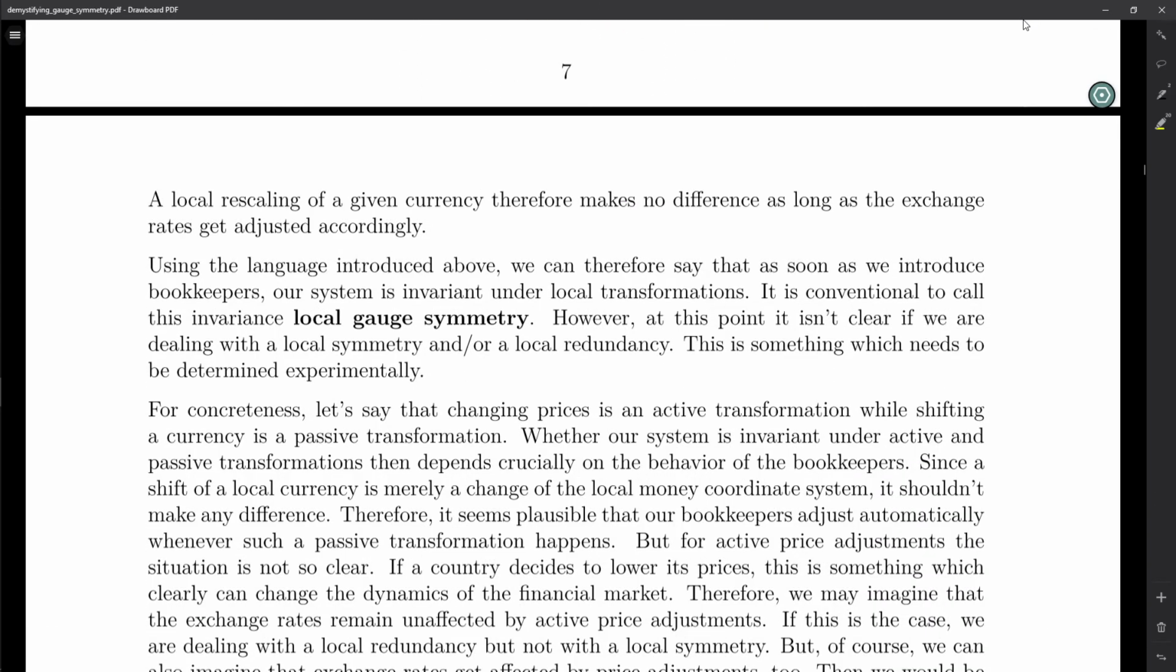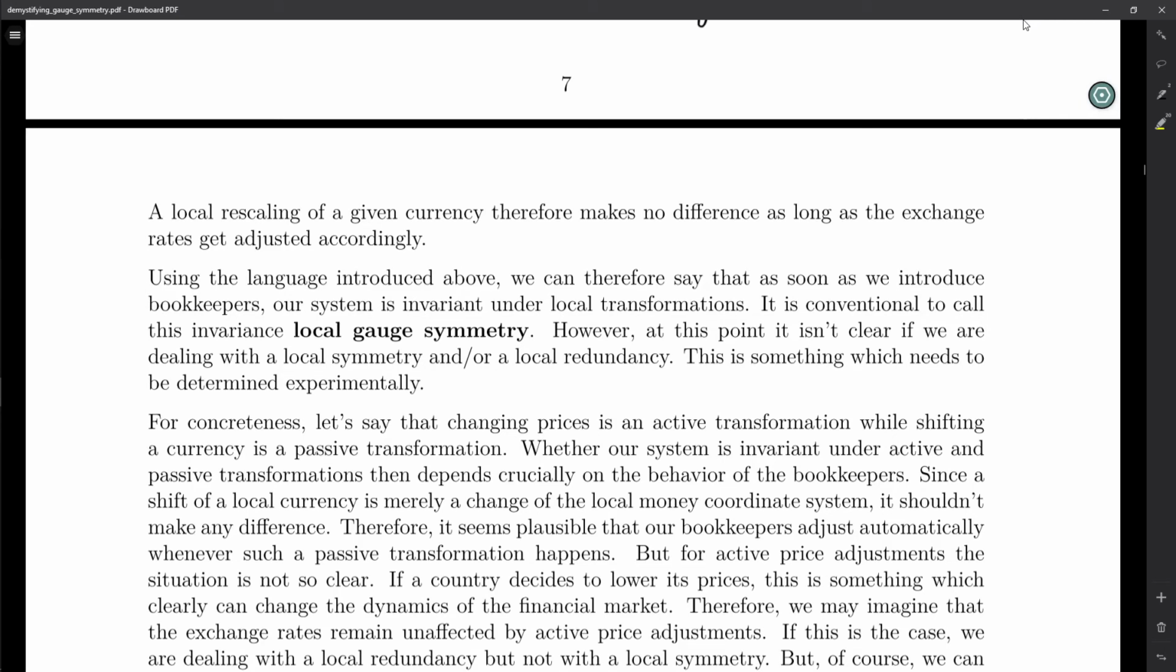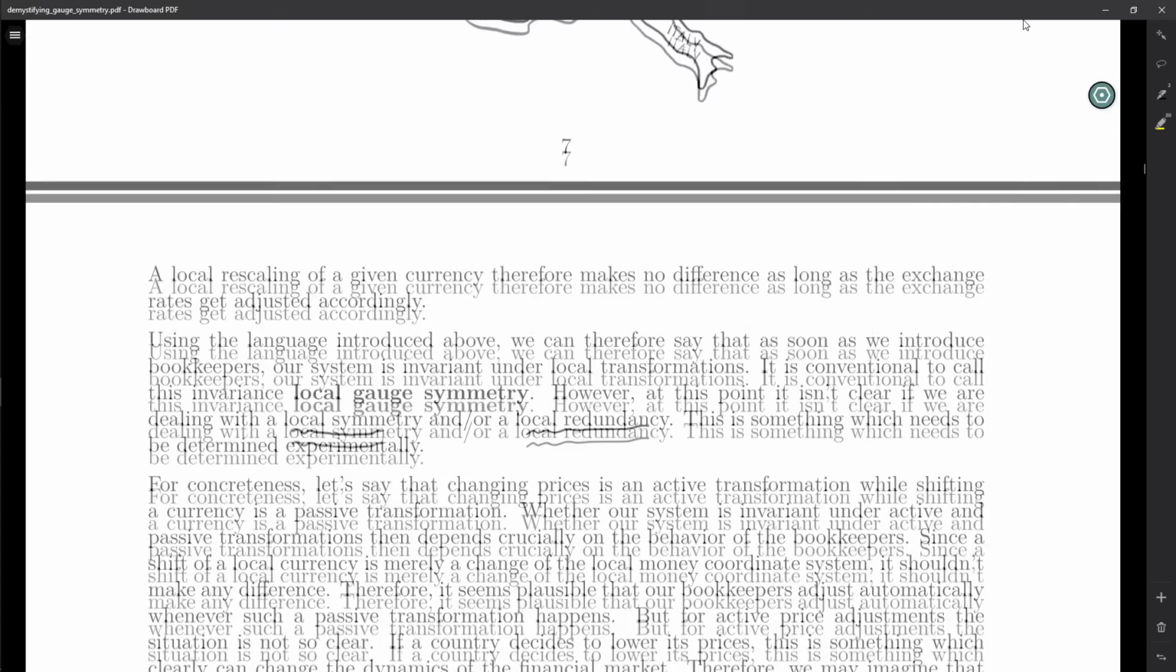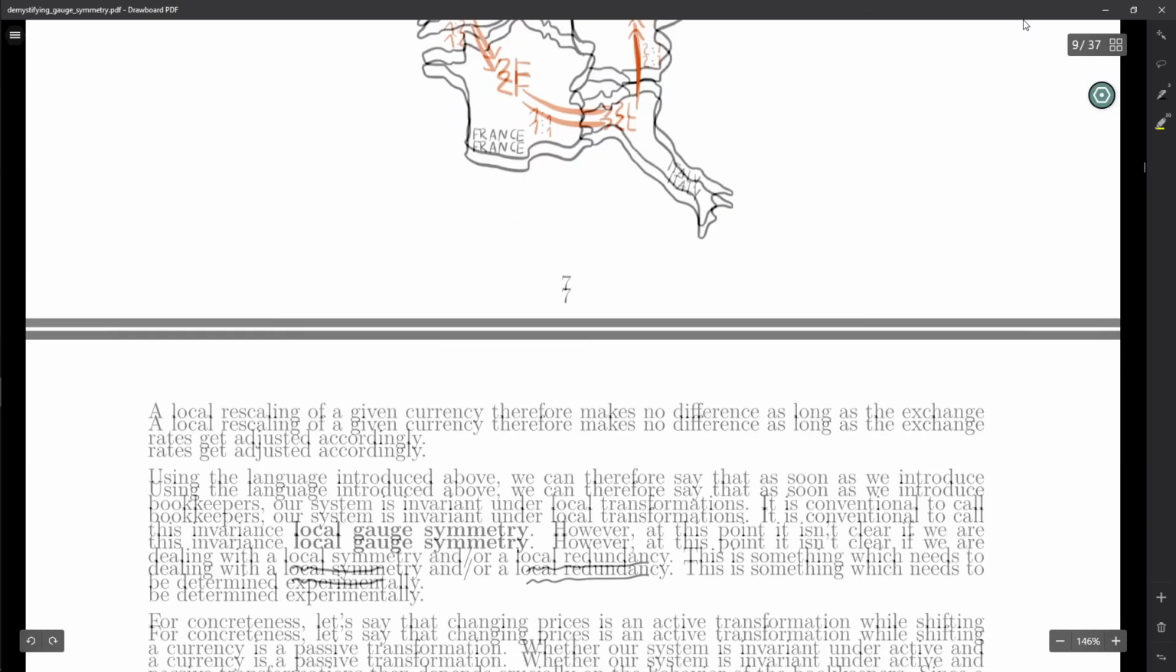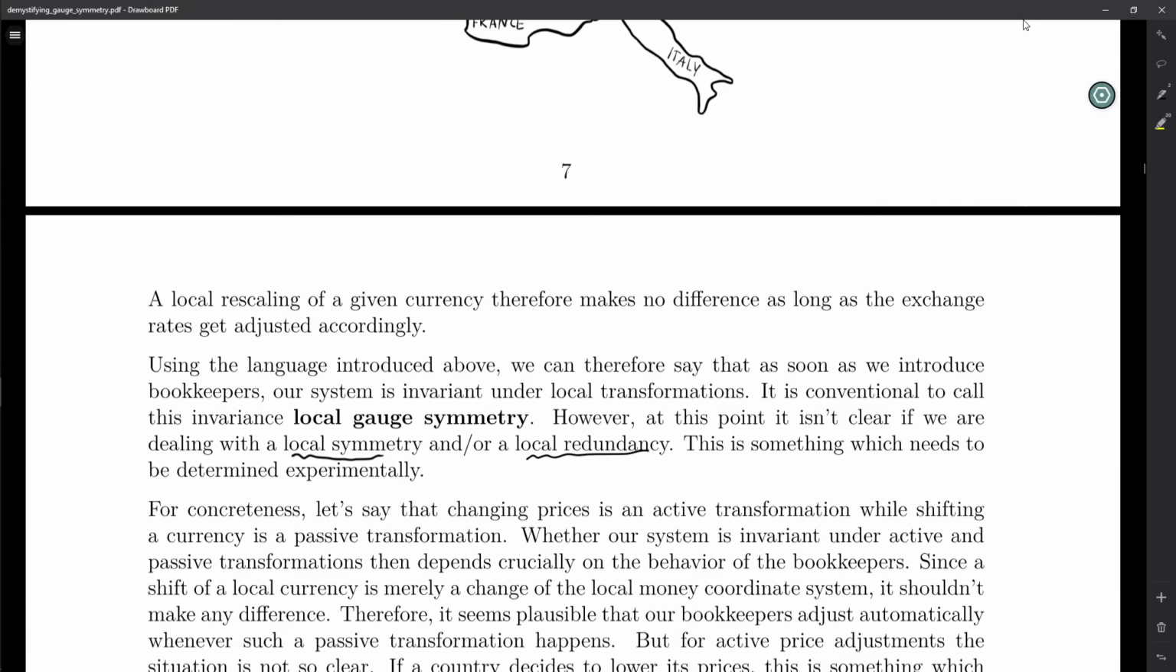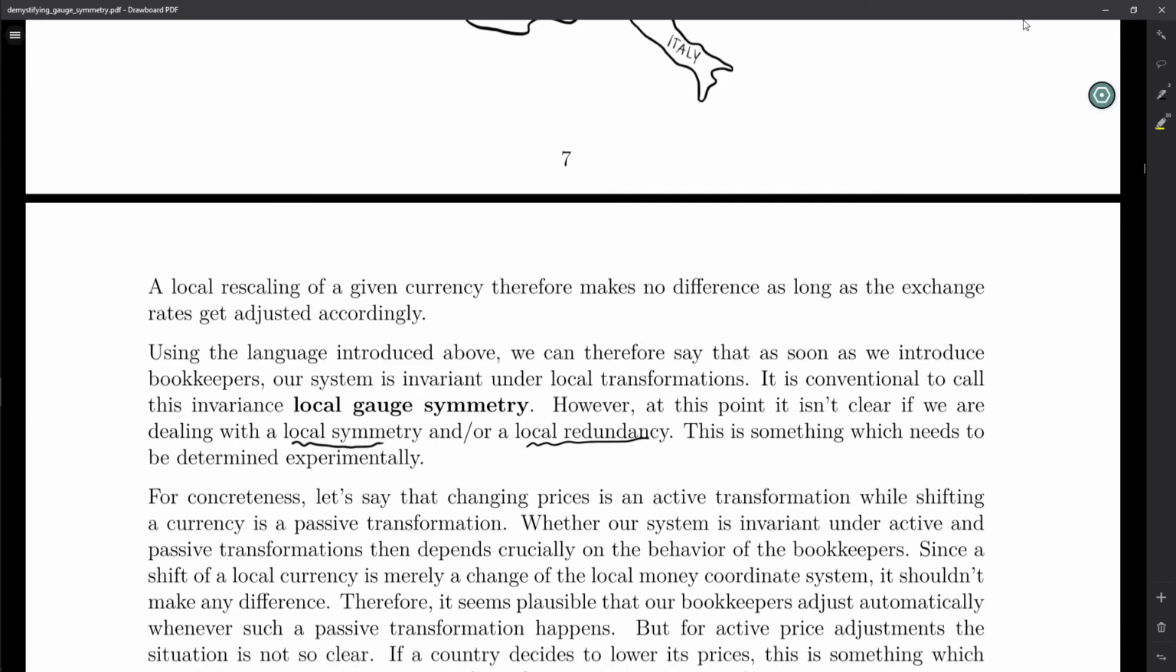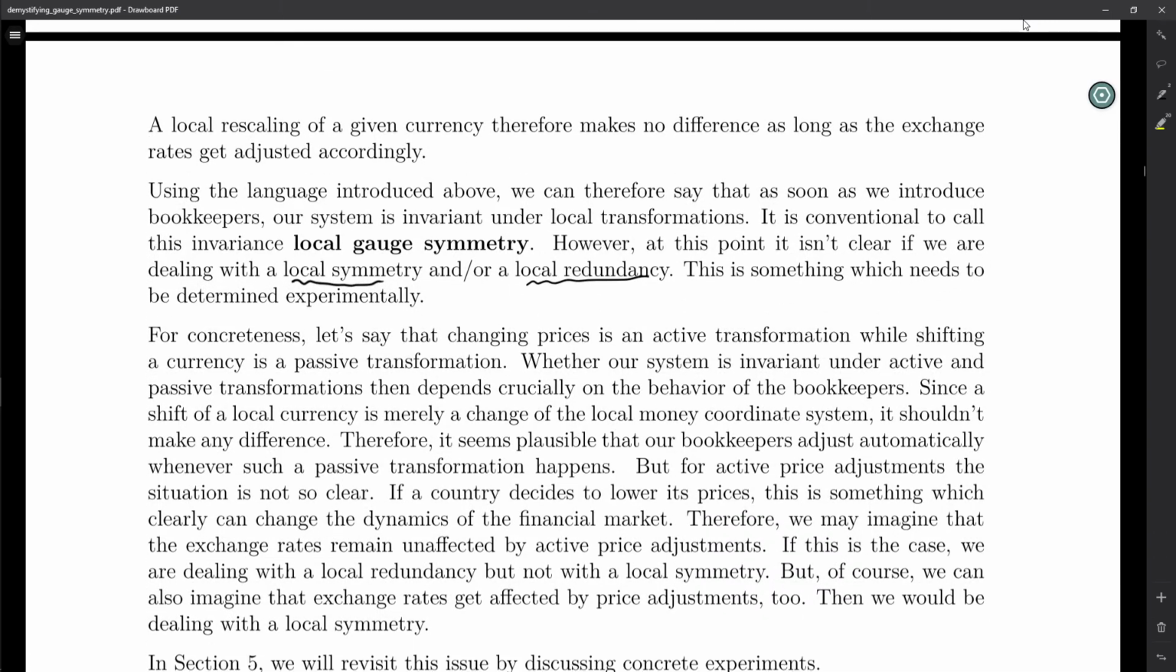But at this point it is not clear, and this is the central contention of the paper. This is the central point that the paper is trying to deal with. Is local gauge symmetry a redundancy or a symmetry? The reason you can't really tell is because the currency that you're working with can just be thought of as a coordinate system. And you go into that whole mess of whether this is a redundancy or not.